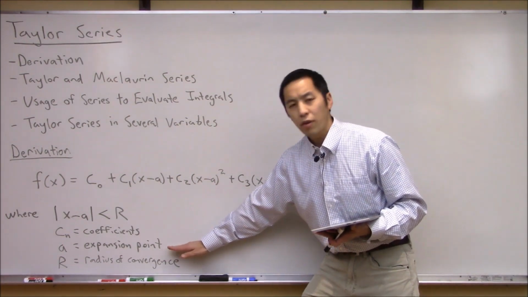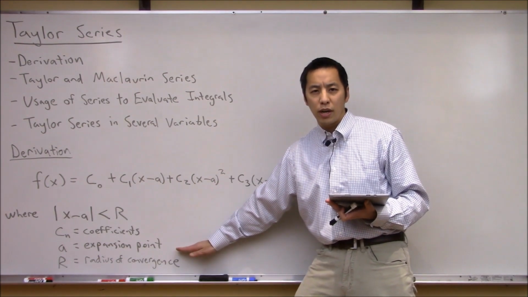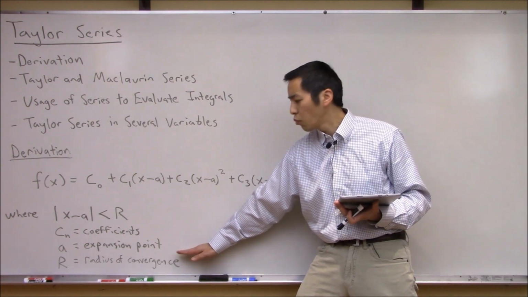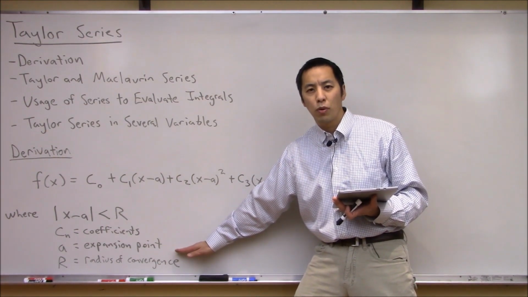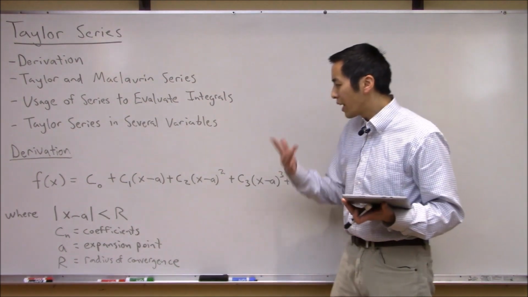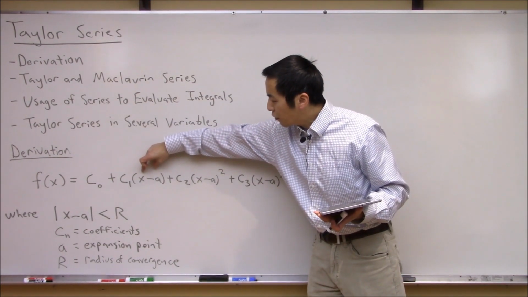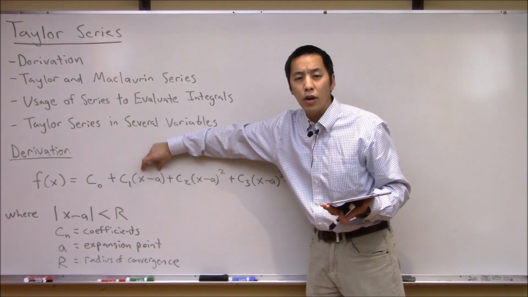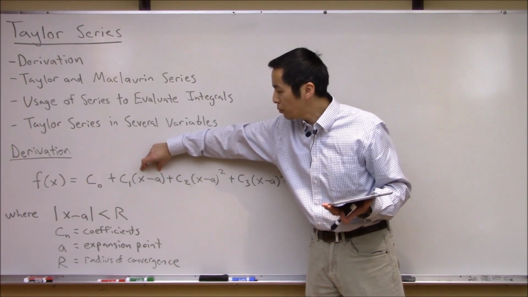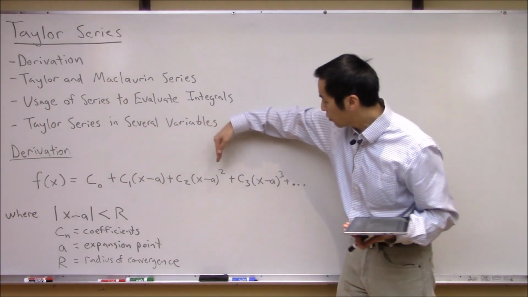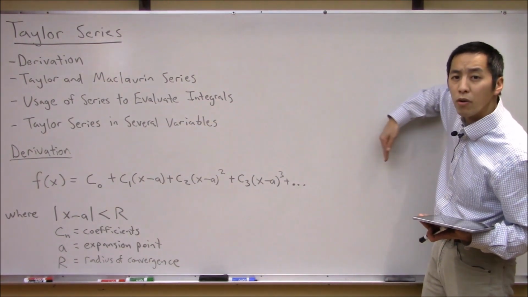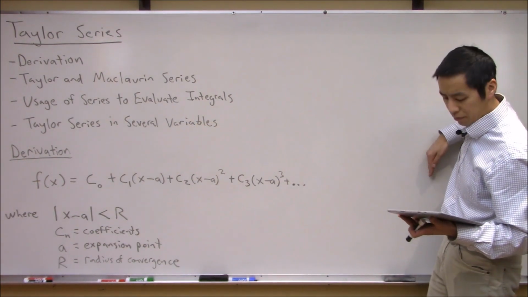So A here is sometimes referred to as the expansion point, and I think it's going to be very clear in a couple of minutes why this term is called the expansion point of the power series. And the thing that makes this a power series is that the difference between the independent variable and the expansion point is raised to the 1 power, the 2 power, the 3 power, the 4 power, all the way up to the infinitieth power, right?